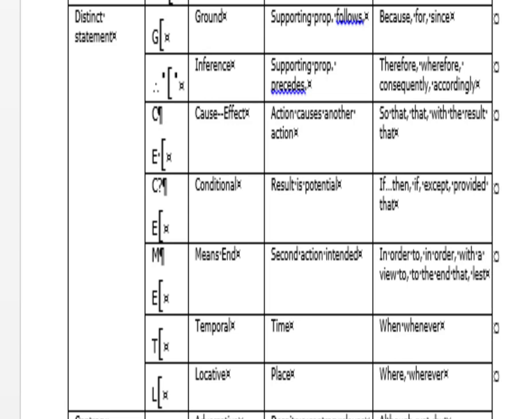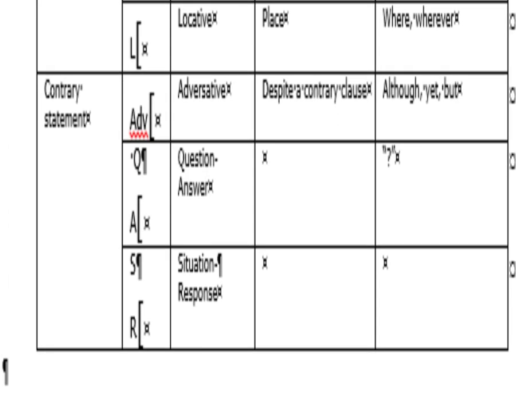Then we have a temporal relationship, which would of course occur in historical literature. Jesus went to Jericho, and then he went up to the Sea of Galilee. So the relationship between those two clauses would be time, or you could even take that as a locative, that there's a geographical relationship. And then the last set of relationships between propositions is the contrary statement.